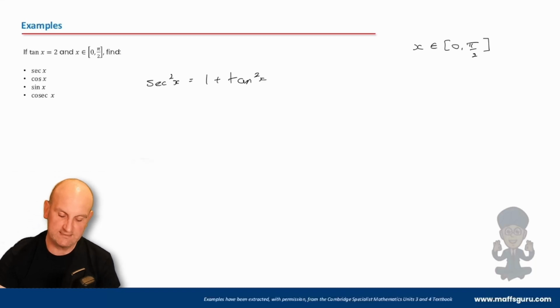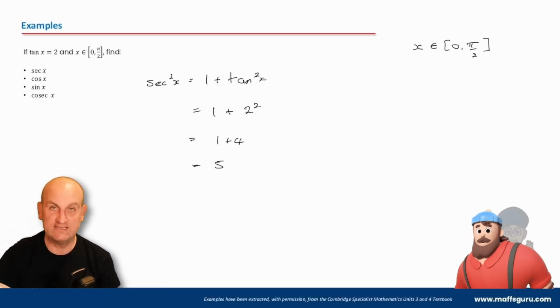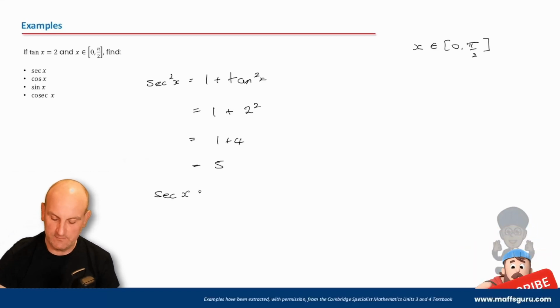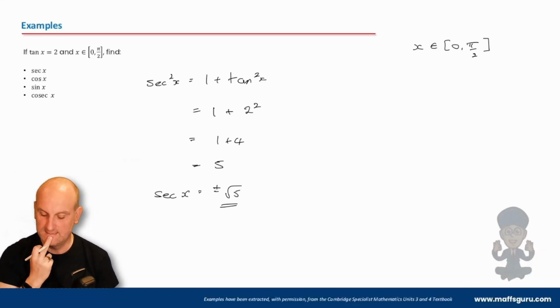Well, I know what tan x is, so that's going to give me 1 plus, well, tan of x is 2, that's going to become 2 squared, which is 1 plus 4, which gives me 5. Yay! But that's sec squared of x, so therefore the sec of x is going to be plus or minus the square root of 5. Now we only want sec x to fall in 0 and pi on 2. Now, what does my graph of sec x look like? Well, that's 1 over cos.